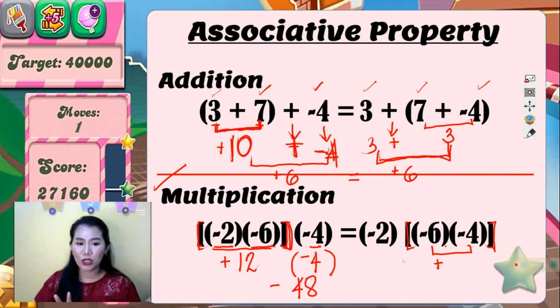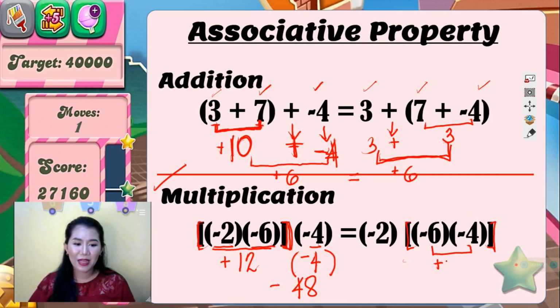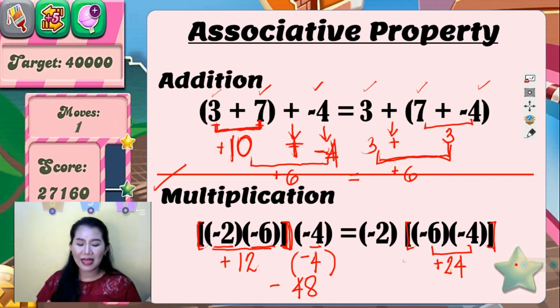Hanapin daw muna natin yung negative 6 times negative 4. So, 6 times 4, this is equal to what? Correct. 24. Positive. Kasi negative times negative, positive, di ba? Remember the rules in multiplying integer.